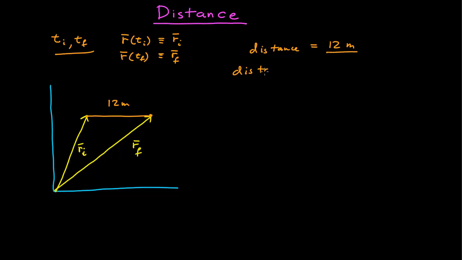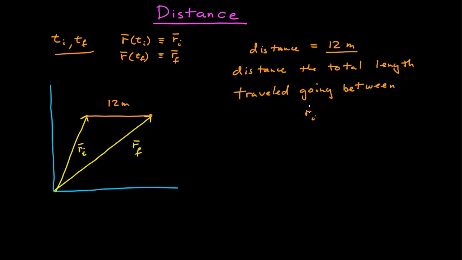And so the distance is simply the total length traveled going between 2 points identified by the two position vectors r initial and r final.